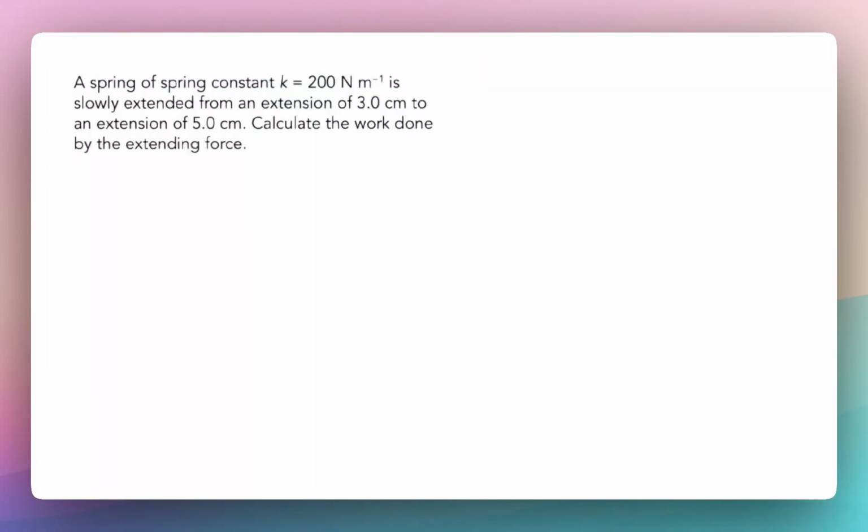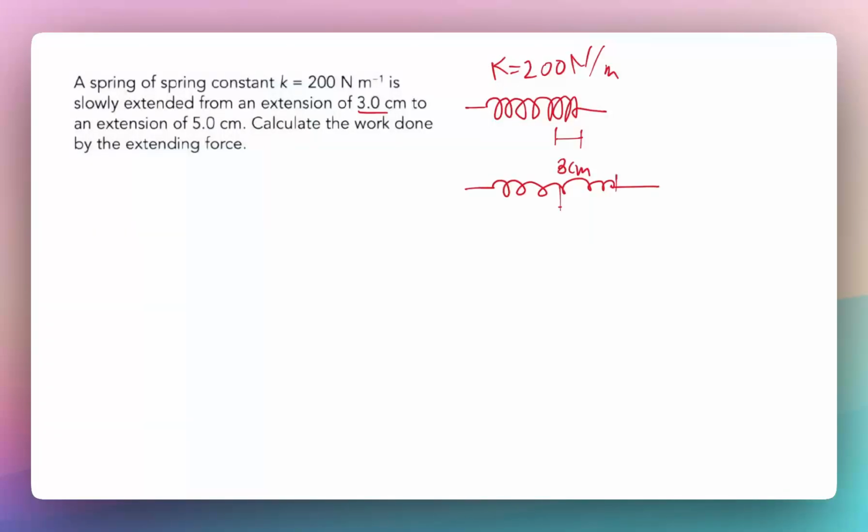The question says a spring of spring constant K, which is given now. So we have a spring, okay? The spring constant is given, which is 200 Newton per meter, okay? It's slowly extended from extension of 3 centimeters. So it's already extended, right, from its natural length. So this is 3 centimeter already extended. And now we are going to pull it further and we are going to extend it to 5 centimeters. So now the extension is 5 centimeters.